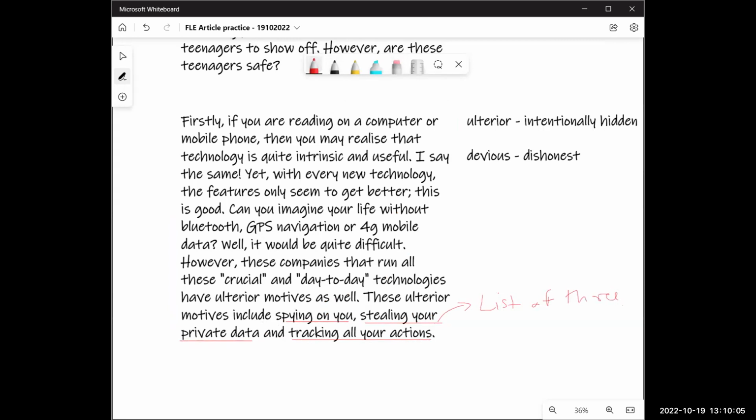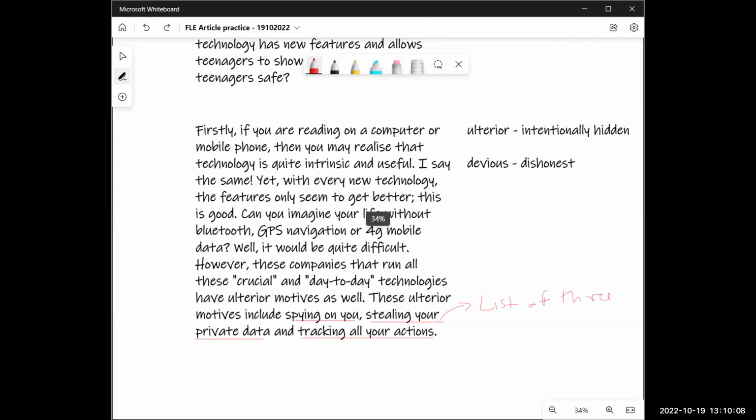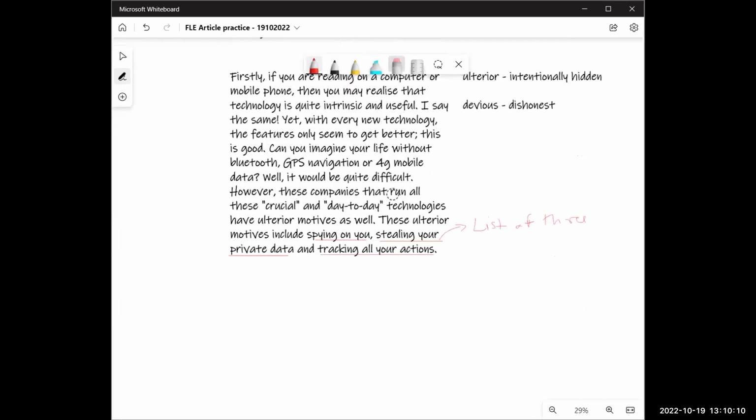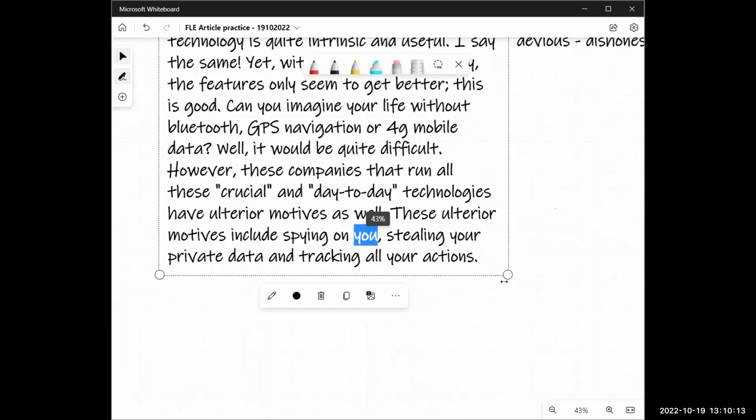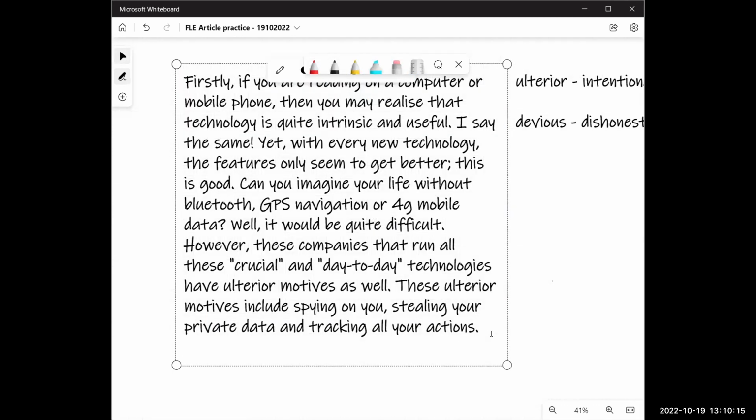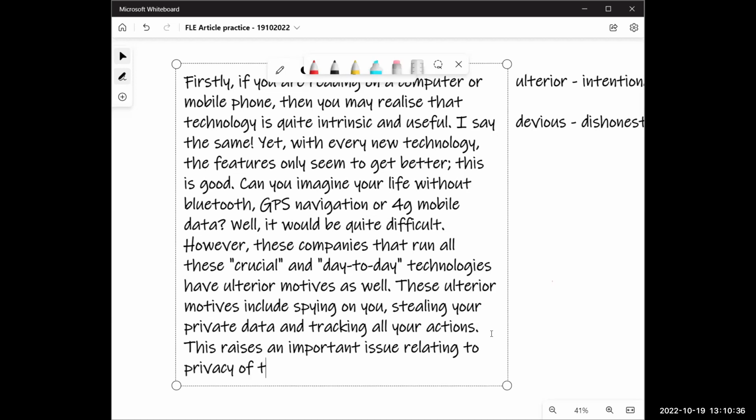Now, after this, let's continue. They are tracking all your data and selling them. Fine. Well, after this, let's write. This raises an important issue relating to privacy of the people and especially teenagers.